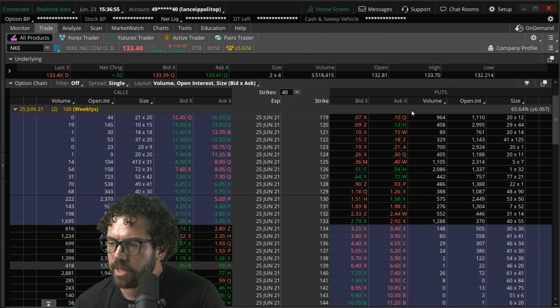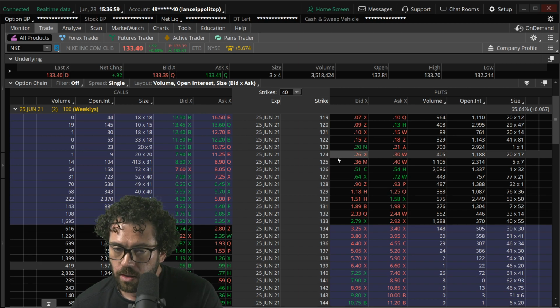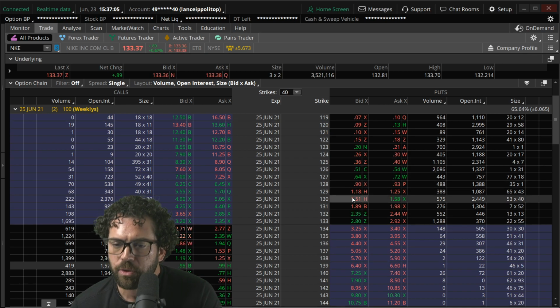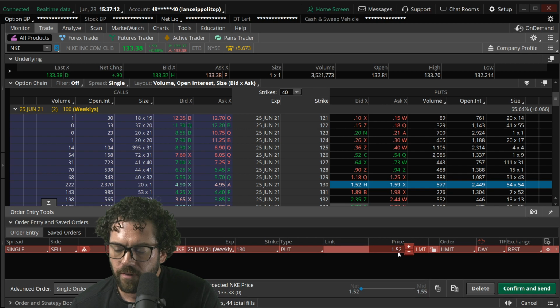This is where spreads come in. I'm going to look to sell a bull put credit spread. We never want to sell naked puts. Never sell naked options. That's very risky. So I'm going to look to sell the 130 puts. Now I can do that here for about $1.52. So therefore, I collect $152 per contract.